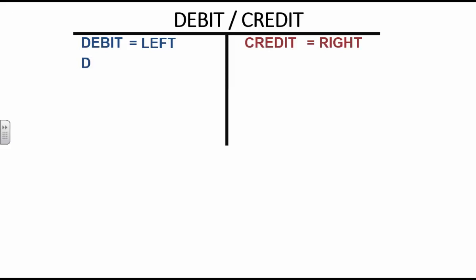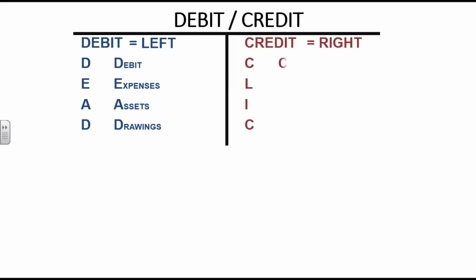Now here are your two acronyms, DEAD and CLIC. What does DEAD stand for? The accounts that increase on the debit side are your expense accounts, your asset accounts, and your drawings accounts. They will go up on the left and down on the right. CLIC says, let's compare the two to each other. If D stood for debit, C will stand for credit. If the A in DEAD stood for assets, well then the L would stand for liabilities. If the E was for expenses, the I would be for income accounts.